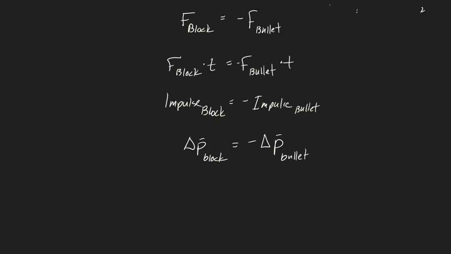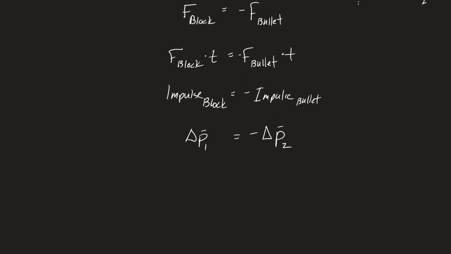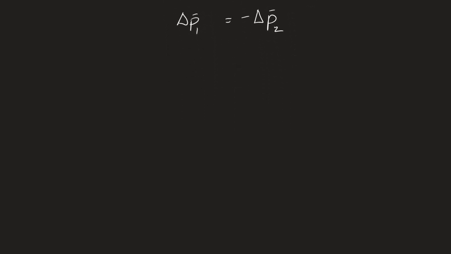That would also have to be true. We're going to derive something here that has important value, so pay attention. I'm not going to use block and bullet. Can I just use object 1 and object 2? That will make it a little bit easier, because it would be true for anything. So this would be P1 minus P1 initial has to be equal to minus P2 minus P2 initial.